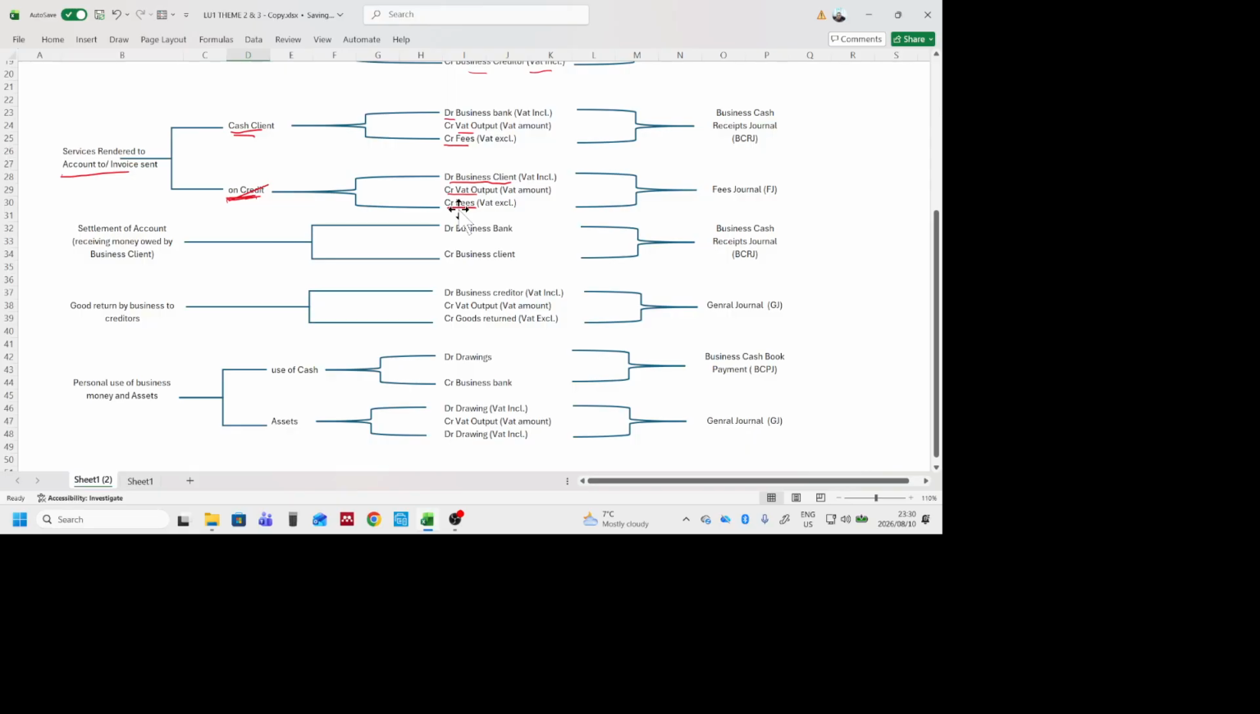So in this case, we are charging our client. When we charge our client fees, we then add VAT in addition, and therefore the client will owe us the total fees plus VAT. So this means that the accounts affected become your business client, your VAT, and then fees. You are going to debit your business client account, credit VAT output, and then credit fees account. Your fees account will be the actual income that the business has earned, which is going to be the VAT exclusive amount.